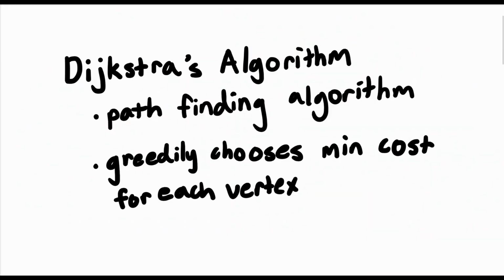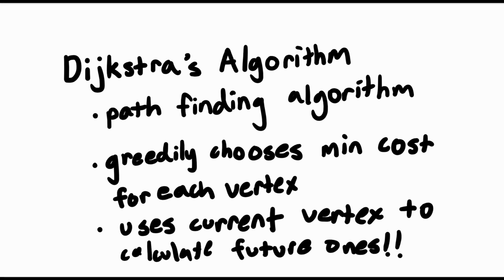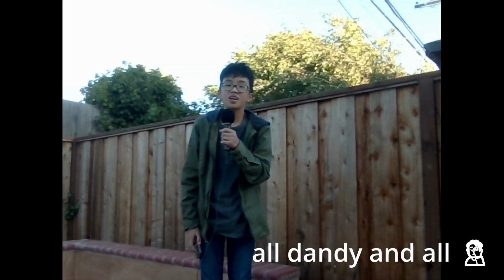Dijkstra's algorithm is a pathfinding algorithm which always chooses the route with the smallest cost. For each vertex, we calculate the shortest path to it from the starting vertex and use it to calculate vertices which are adjacent to it. Now, you might be like, that sounds all dandy and all, but if n is up to 100,000, how can we possibly make it run in time?